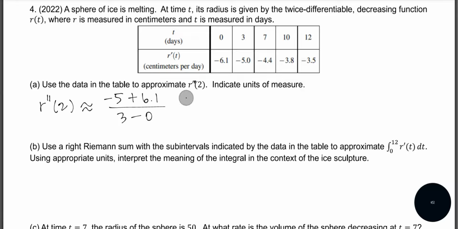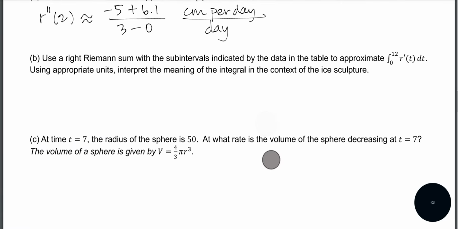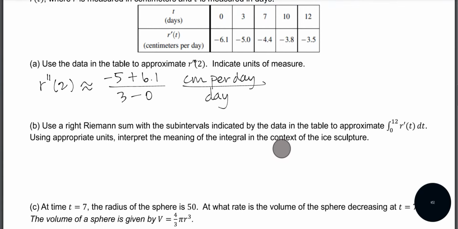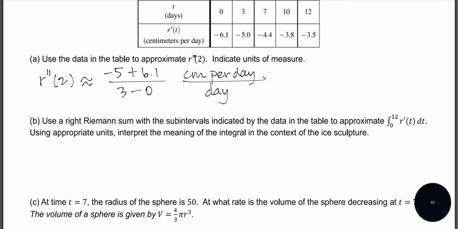Indicate units measured: centimeters per day per day. Units of r prime divided by units of t. All right, use a right Riemann sum to approximate the integral, and then using appropriate units, interpret the meaning.